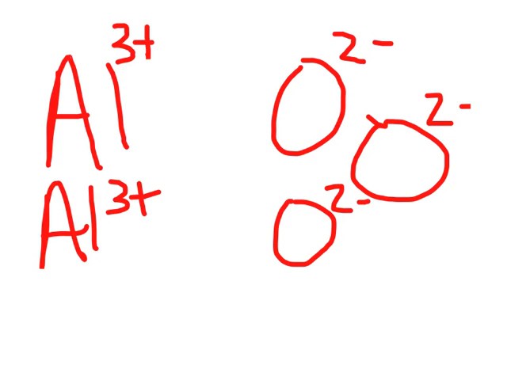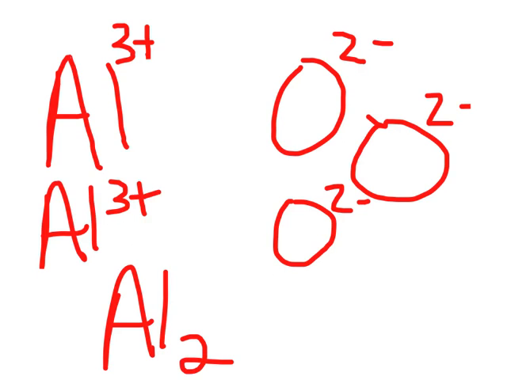So I need to add another. 3 plus and 3 plus is 6 plus, and 2 minus, 2 minus, 2 minus is a 6 minus there. So now they're balanced out. I've got enough there. So I'll go Al. How many Als do I have? Well, I have 2 of them. And how many O's do I have over here? Well, I have 3. And there's my chemical formula.